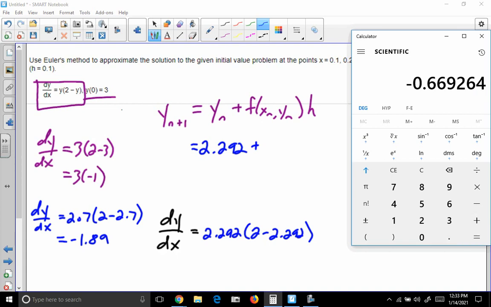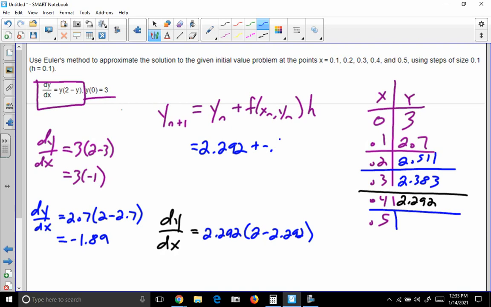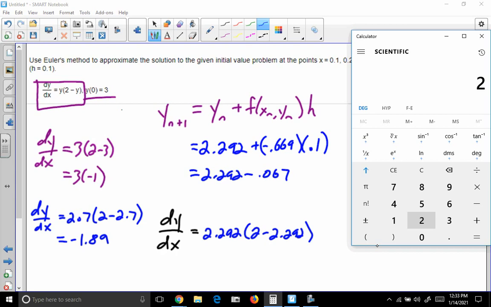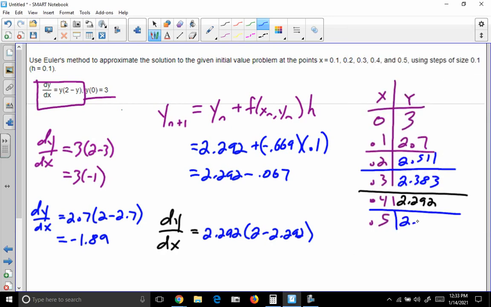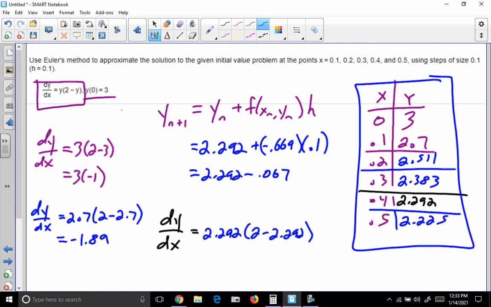So negative 0.669 times delta x. So 2.292 minus 0.067, if we go to 3 decimal places, is 2.225. So this is our approximation through our first 5/10.